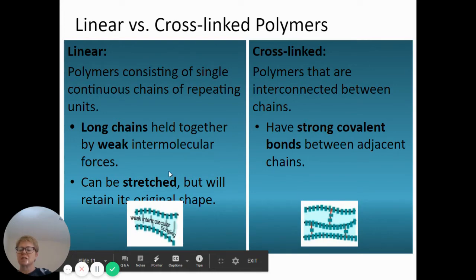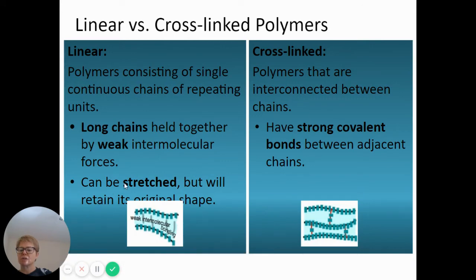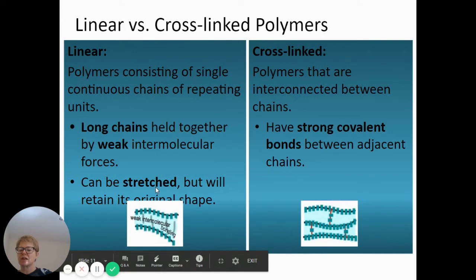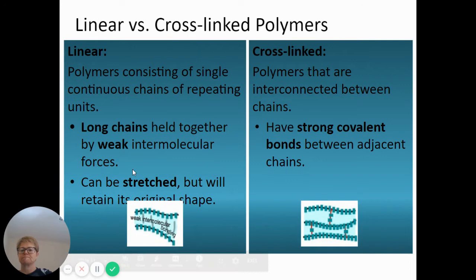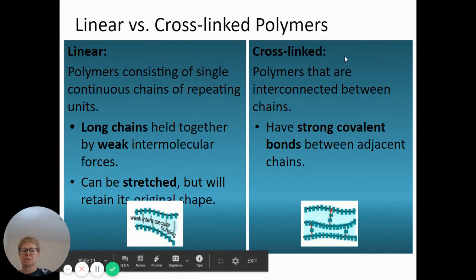So that makes the material really, really flexible. You can stretch these materials, but the bonds are strong enough that they'll retain their original shape, but do allow the materials to be stretched. Now, in cross-linked polymers, we've got, again, the polymer chains, but they are actually connected to the chains that are parallel to them by very, very strong covalent bonds. What effect do you think that would have on the properties of these?